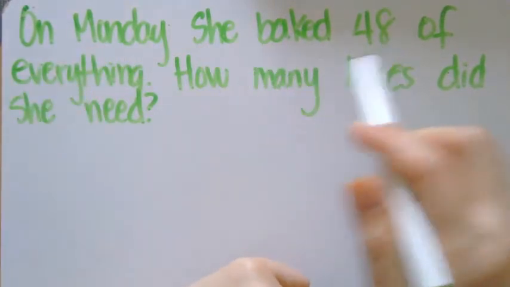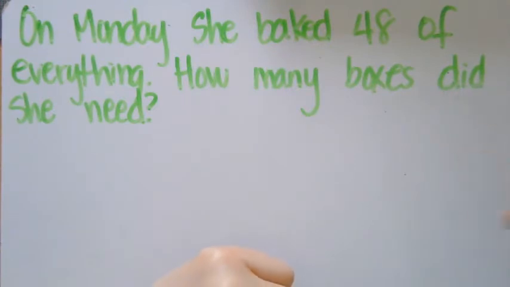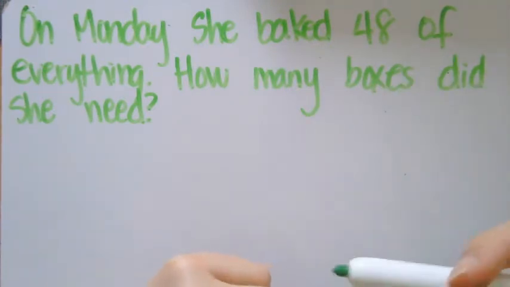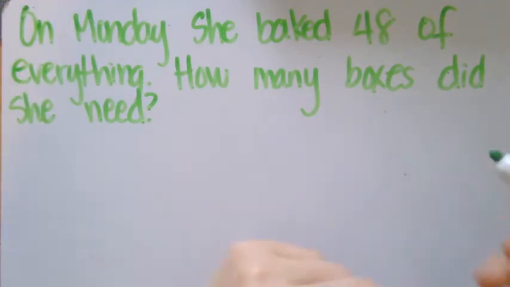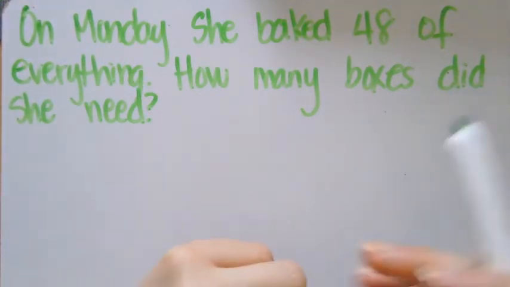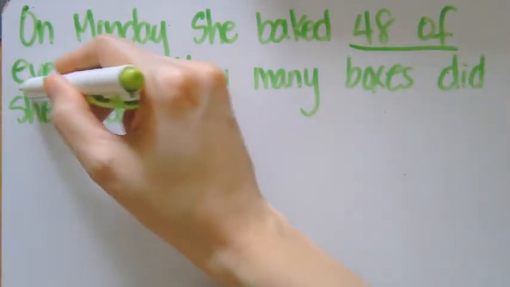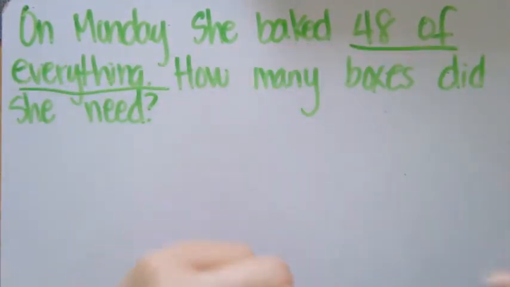All right, she baked 48 of everything. So does that tell me something I need to know? Does it have a number that is a part of my problem? Does it tell me what operation I'm going to be performing? Those are the kinds of questions I'm asking. All right, 48 of everything tells me some information that I need to know in order to solve.